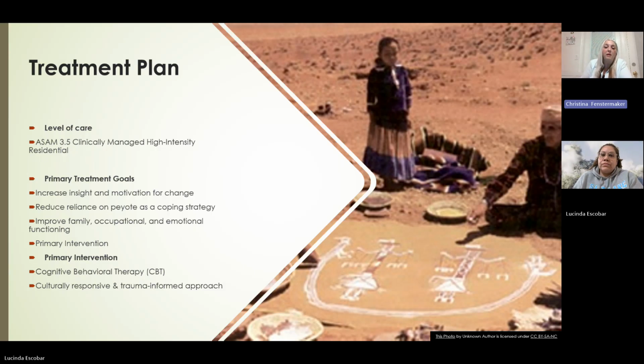Cognitive behavioral therapy is what we selected as the best for his treatment plan. It is a primary intervention and will be delivered in a culturally responsive and trauma-informed manner. CBT is used to help Dakota examine the disconnect between his spiritual beliefs and the real-world consequences of substance use without invalidating his cultural and spiritual beliefs, which is a really big thing. The goal for the treatment is to support recovery while helping Dakota develop healthier, non-substance-based coping and spiritual practices.